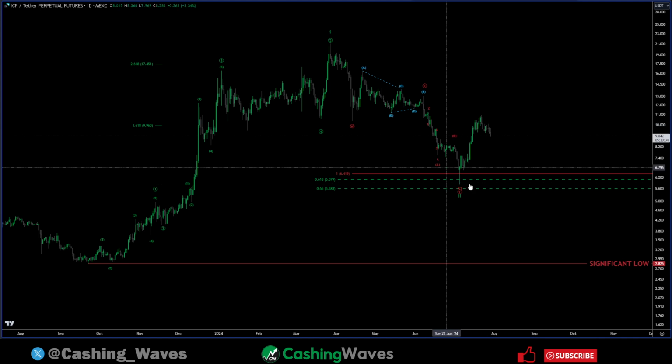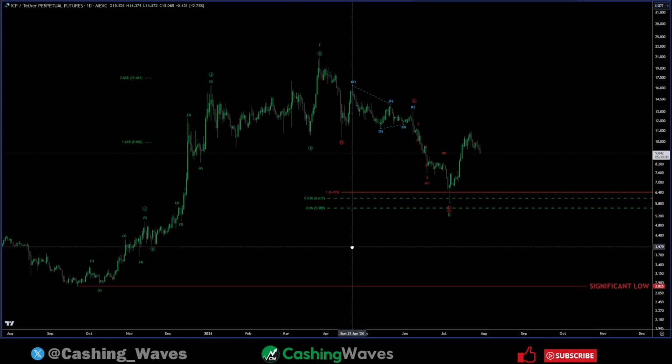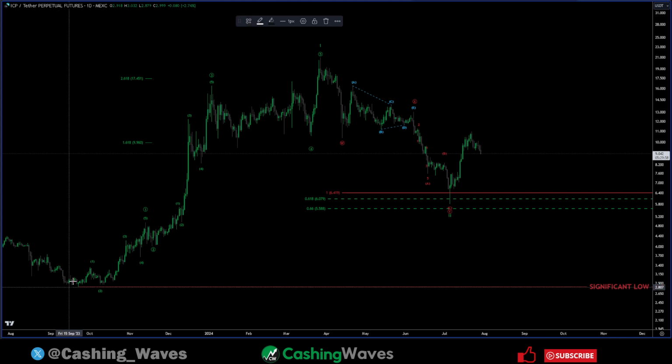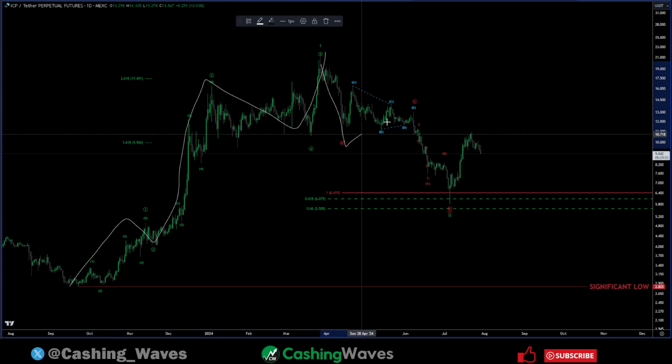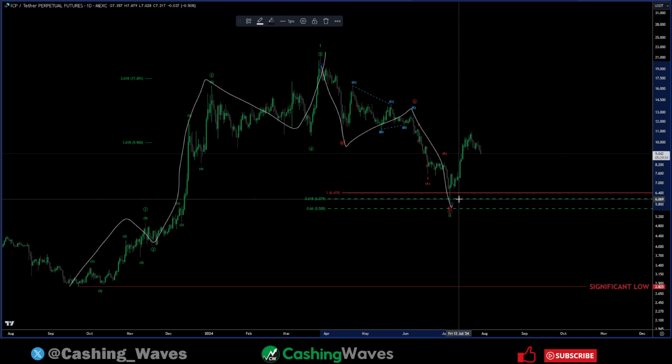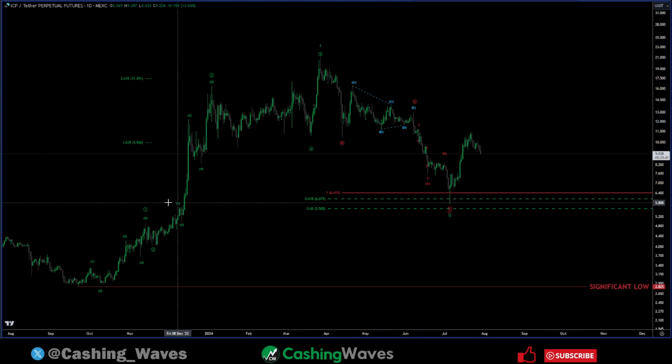I'm going to get into the micro count over here, but just a quick recap on the daily. From our low, have this as a 1, 2, 3, 4, 5 complete. 3-wave move to the downside, and we're looking to resume the trend to the upside. Now, important things to note to validate this count.